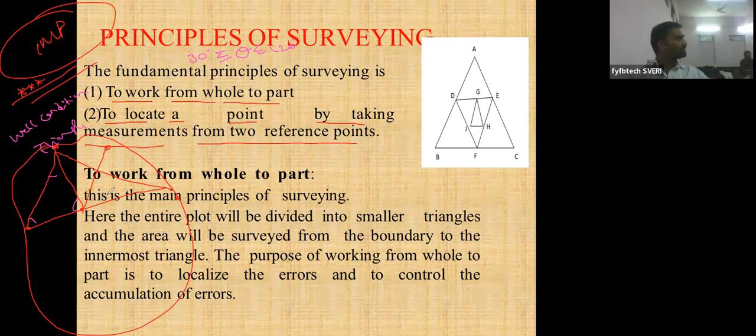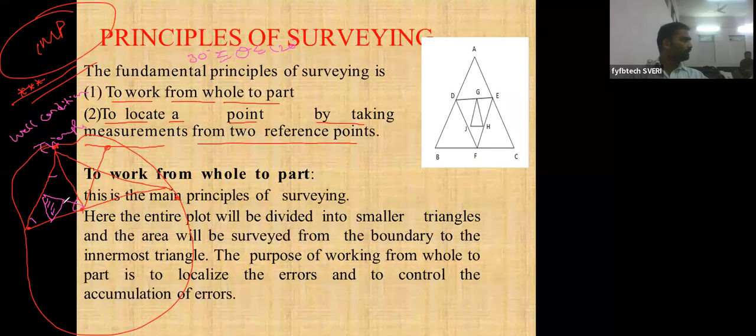The total plot is divided into smaller triangles. Those triangles should be well-conditioned triangles. Again, this triangle should be divided. This is one triangle; again, this triangle should be divided. When you get a smaller triangle, that particular area can be determined by applying base into height. Then you can calculate this area, this area, and this area. As a result, you will calculate the entire area.